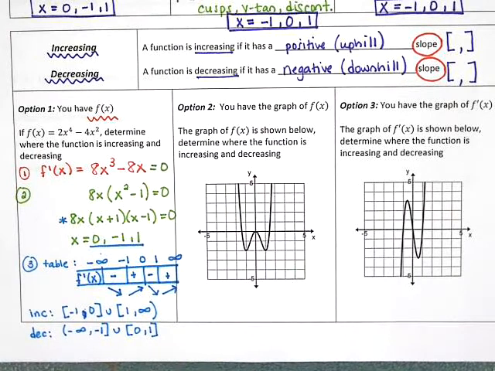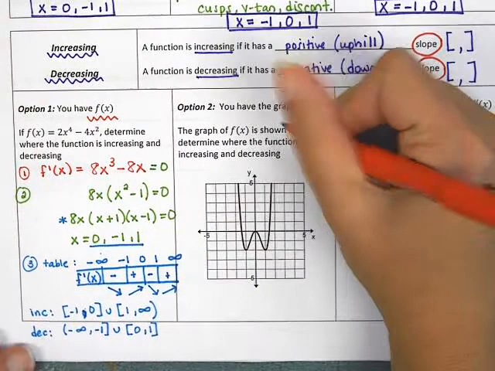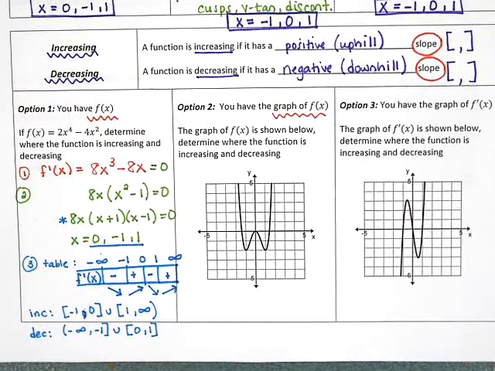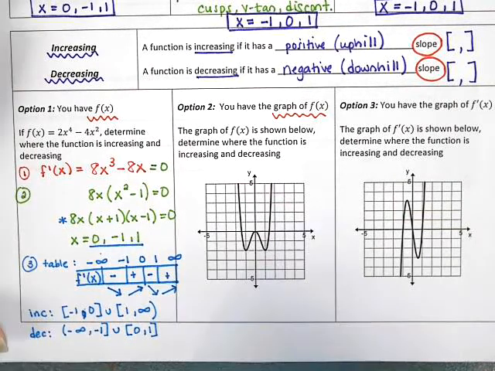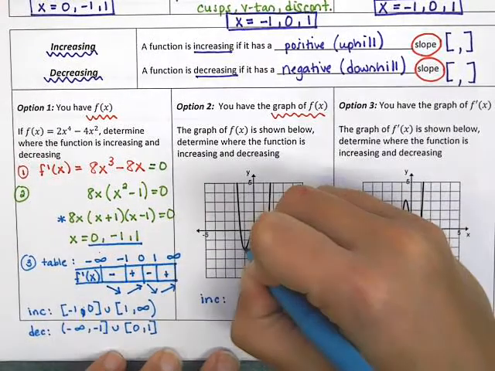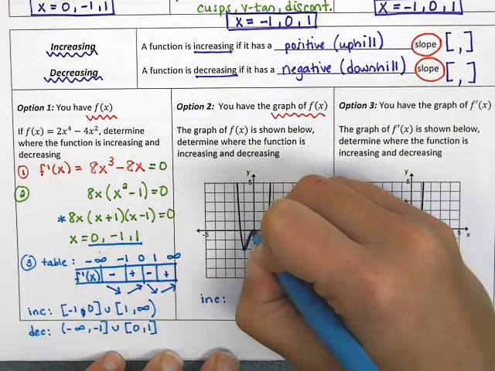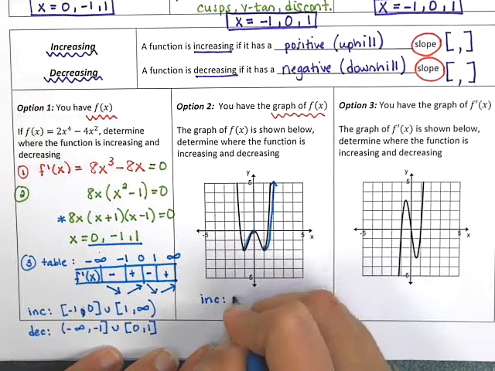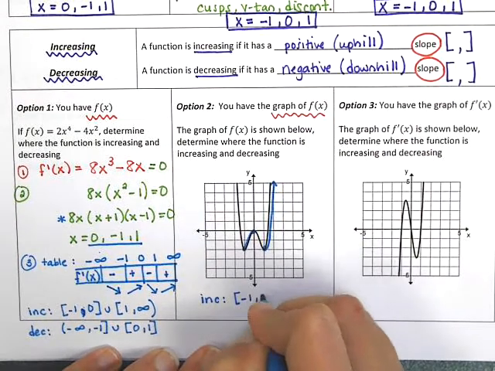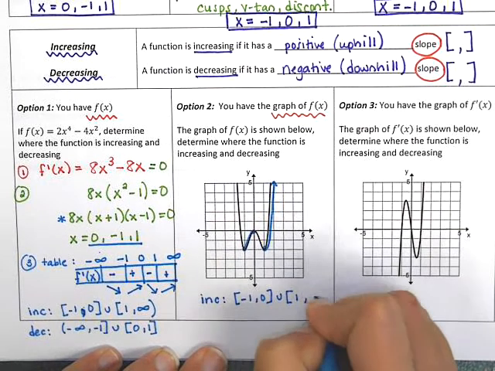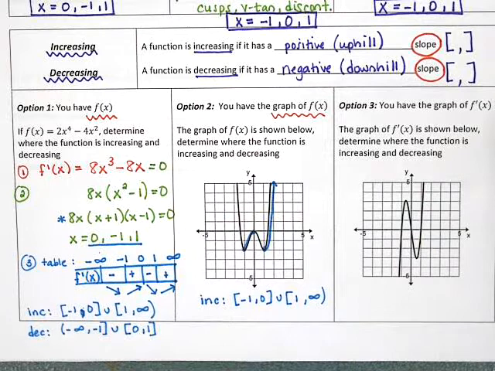Now let's say you have the graph of f of x instead of the function. So when I give you the graph of f of x, it's actually a lot simpler, because we can tell whether our function is going uphill or downhill by just looking at the graph. So let's start with just looking for where our function is increasing. Our function is going to be increasing from here to here and from here to here. So my answer would be from -1 to 0, those are the x values where I'm increasing, and then from 1 to infinity, those are the x values where I'm increasing.